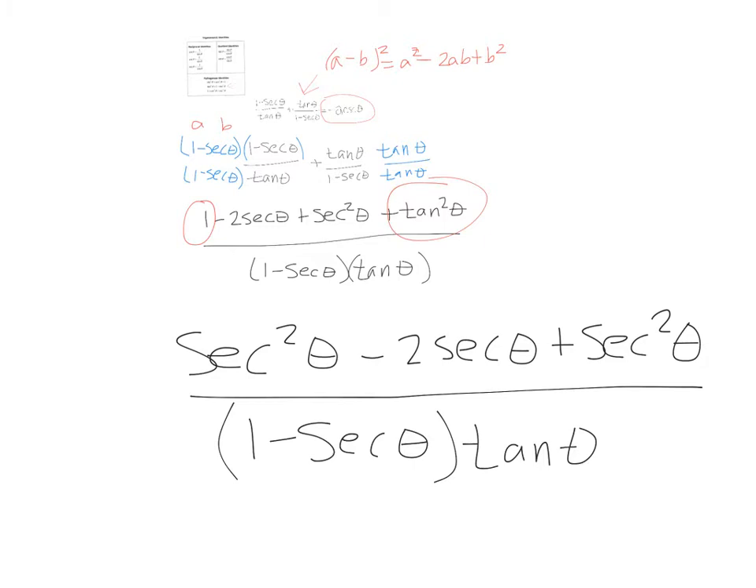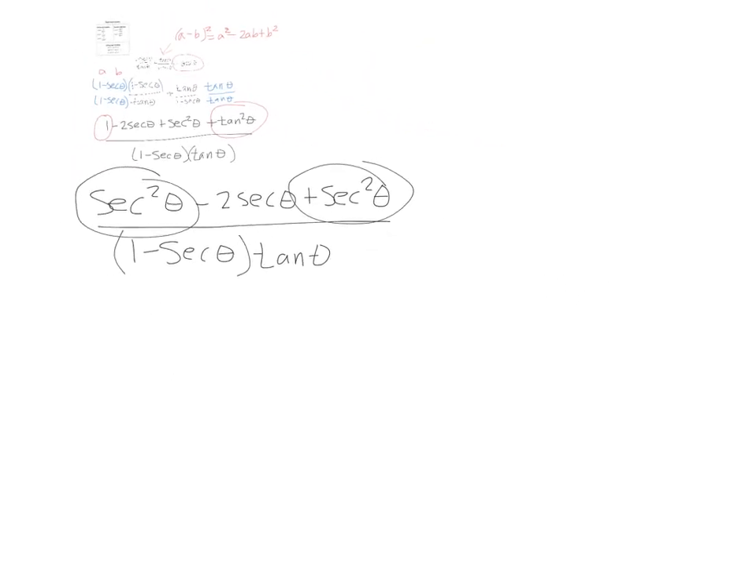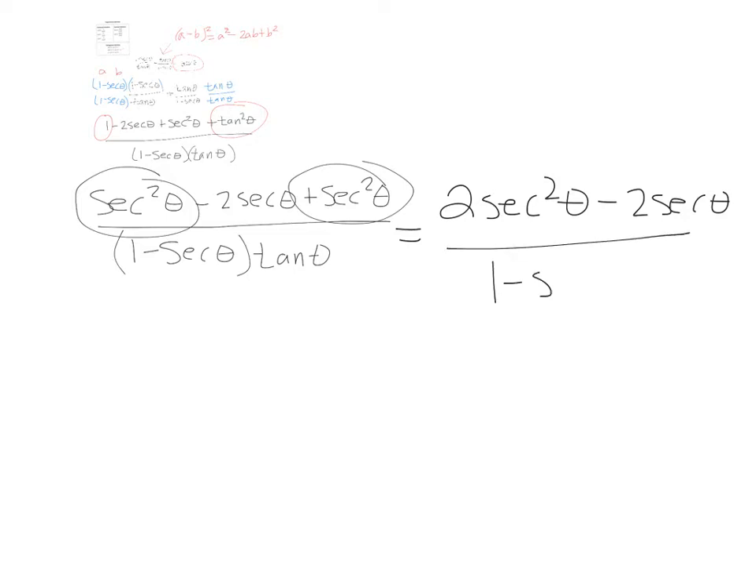There we go. And what ends up happening here? Well, these two can be combined. So we can combine those, and what do we get? We're going to get 2 secant squared theta minus 2 secant theta over 1 minus secant theta, times tan theta. Now the next thing to do is greatest common factor.